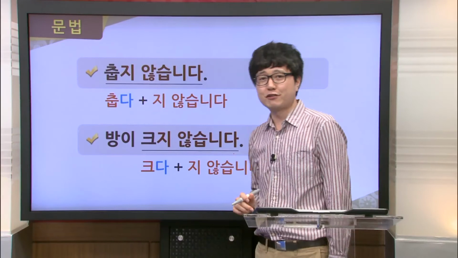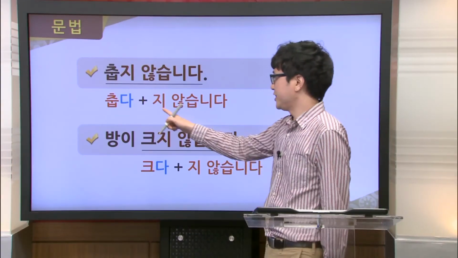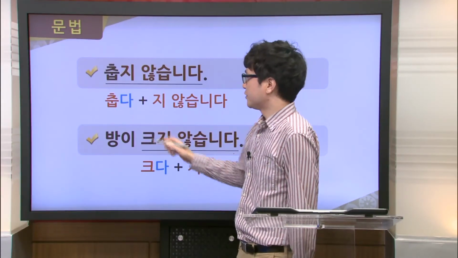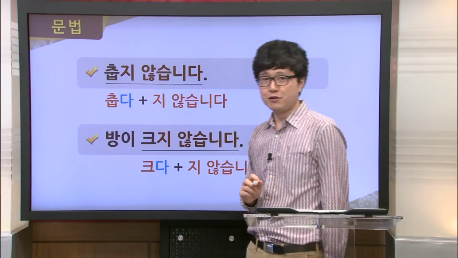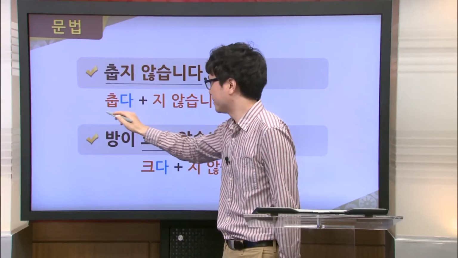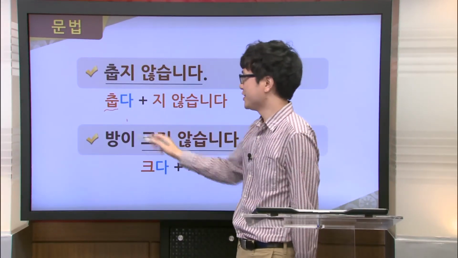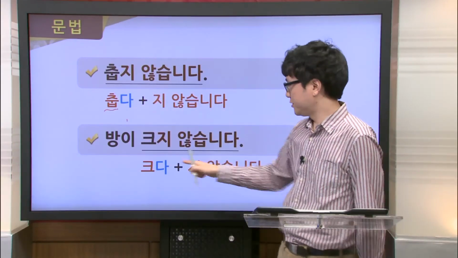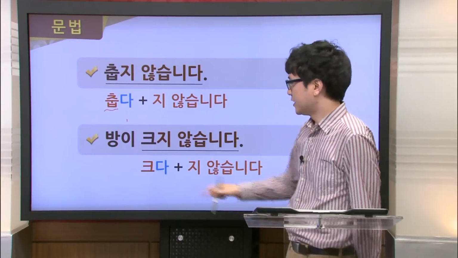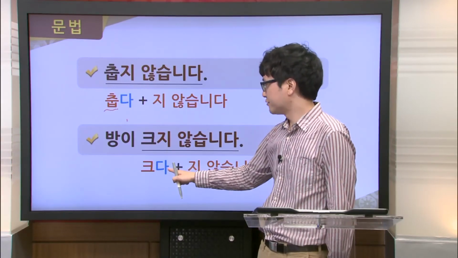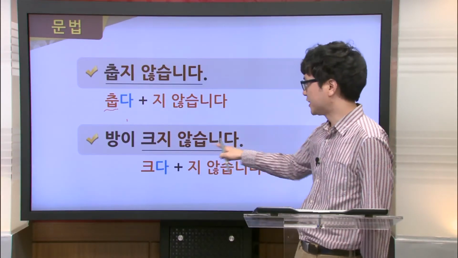Okay, good job. Now let's take a look at the usage of this grammatical pattern. You can see that you have the 지 않습니다 here. And in the case with 춥다, the 다 here is removed and this 지 않습니다 is directly appended to the verb stem 춥 here. So when you combine it, you get 춥다 plus the 지 않습니다. The 다 is removed. Similarly, in this case with 크다, the 크다 is combined with 지 않습니다, and again, this 다 is removed to form 크지 않습니다.